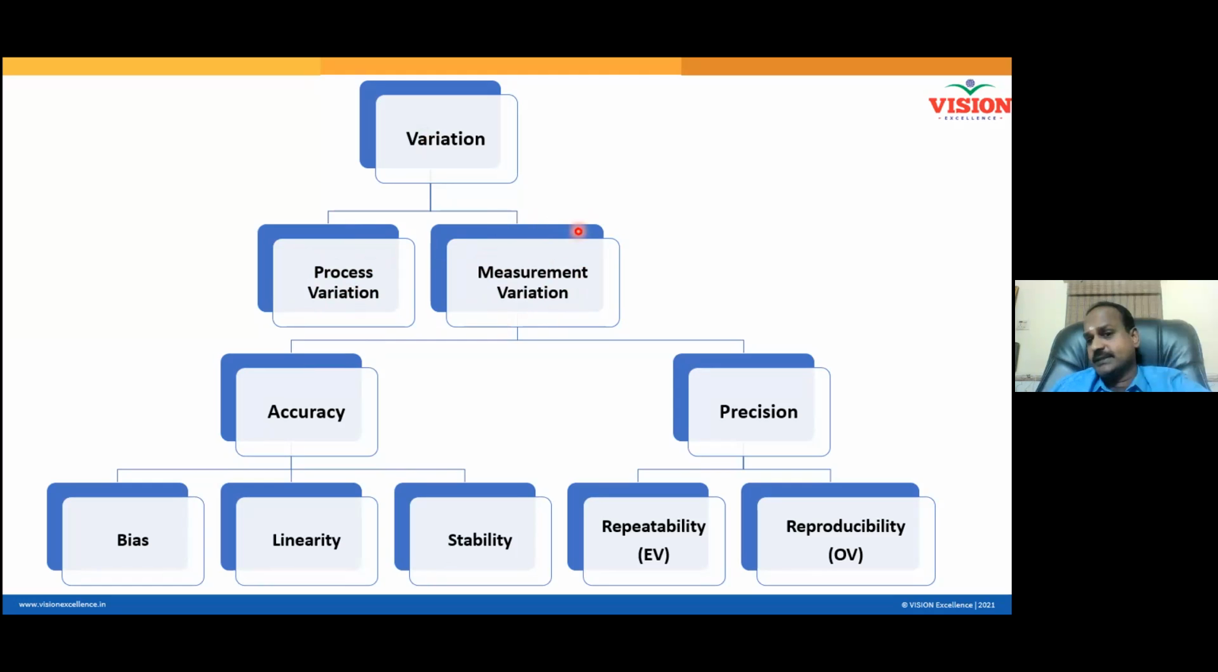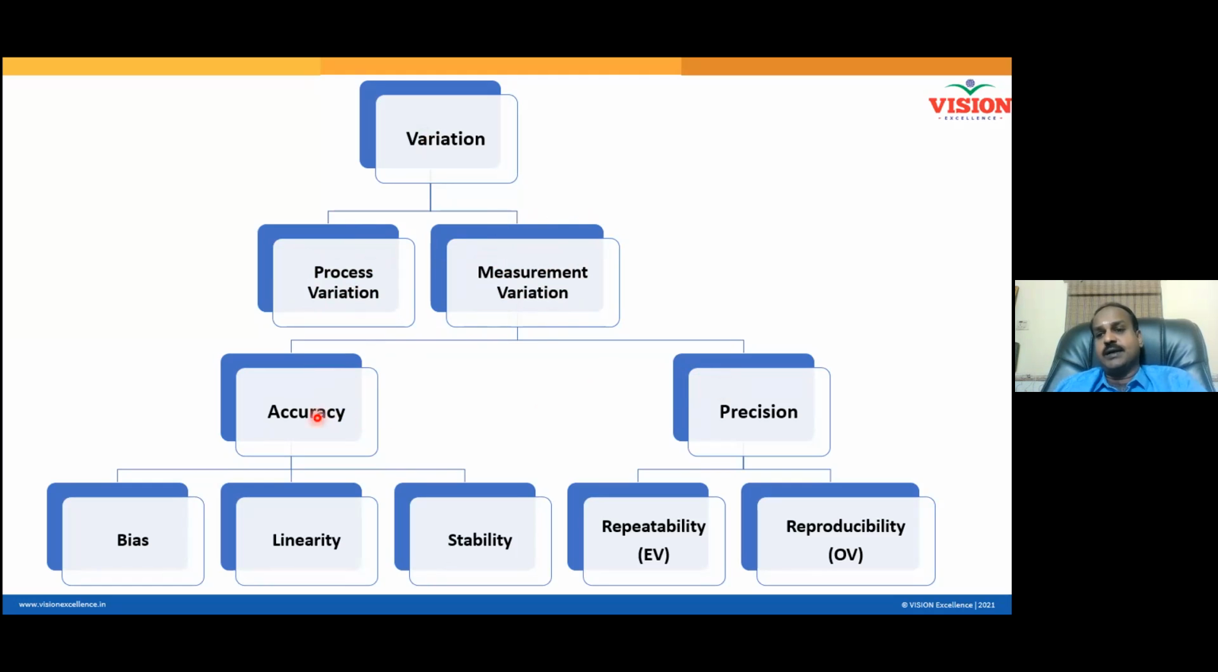That is why measure phase is brought in, right? Reduce the measurement variation. Otherwise, you call it measurement error. Bring it less than 10%. And measurement variation can be of two types. Accuracy error. Another one is precision error.